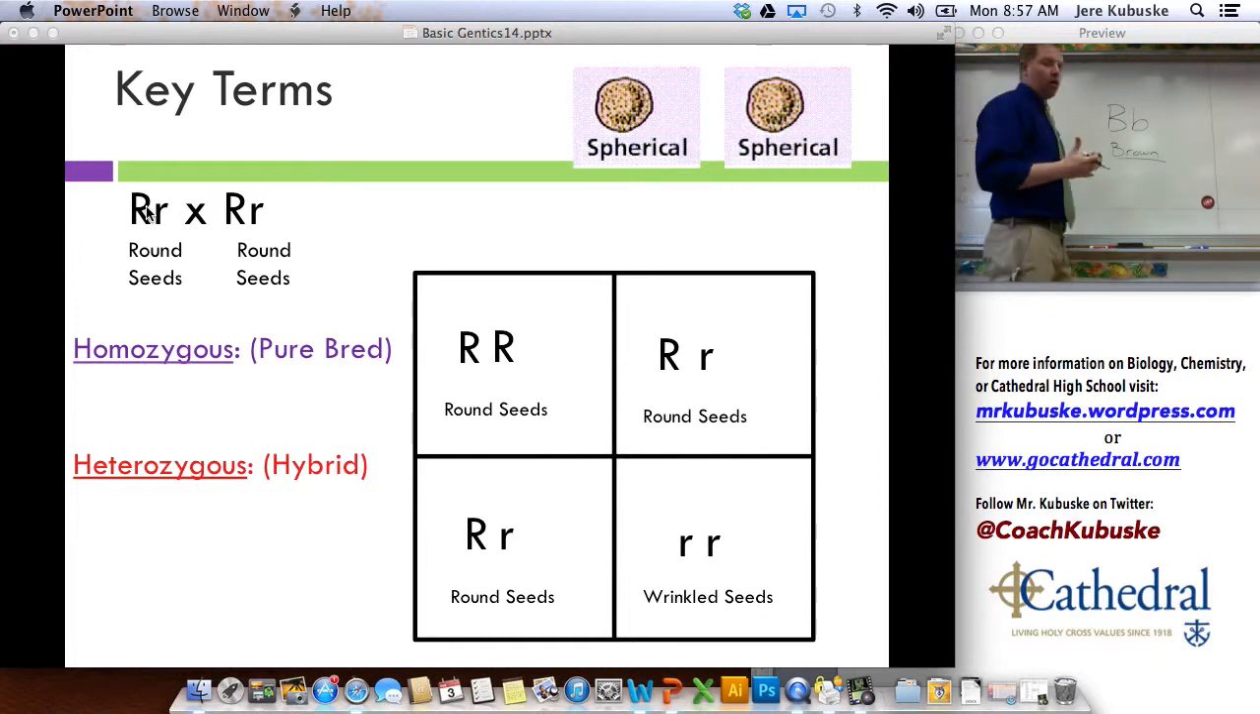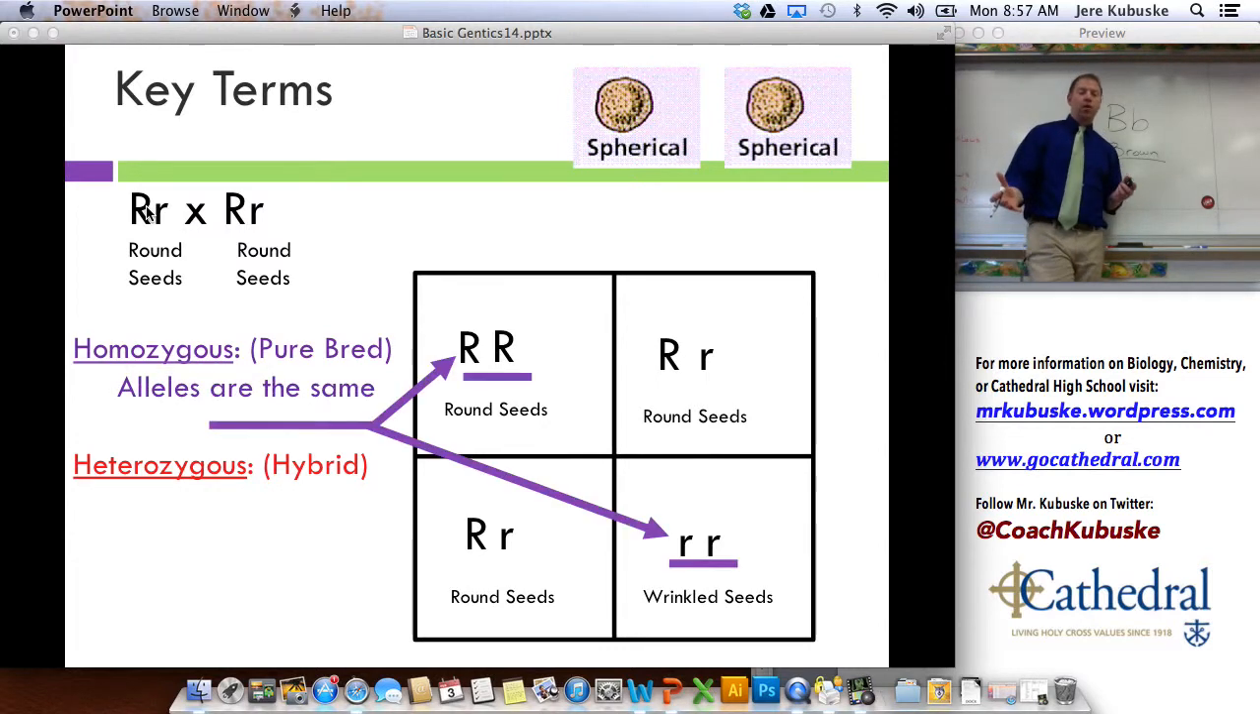The next 2 that you need to know are homozygous and heterozygous. Homozygous has the prefix homo, which means same. So homozygous means that the genotype, the letters, are exactly the same. They're both capital or they're both lowercase for these examples. So how many homozygous plants do we have in this example here for seed type? We have 2. The capital R, big R, and the little r. Those are both homozygous. Now, it's 2 different phenotypes, but the genotypes are both homozygous. They just happen to be different letters.